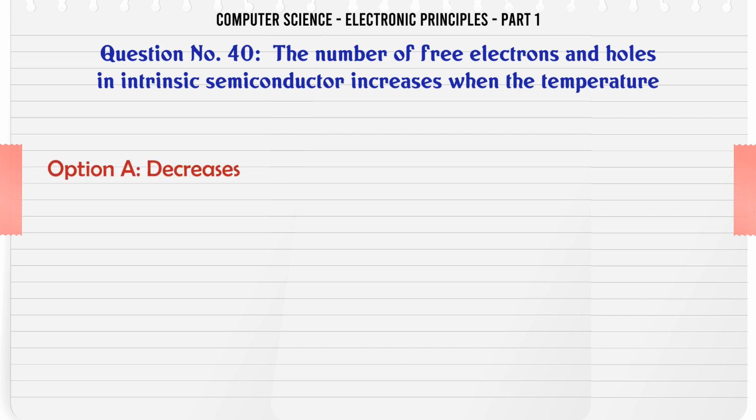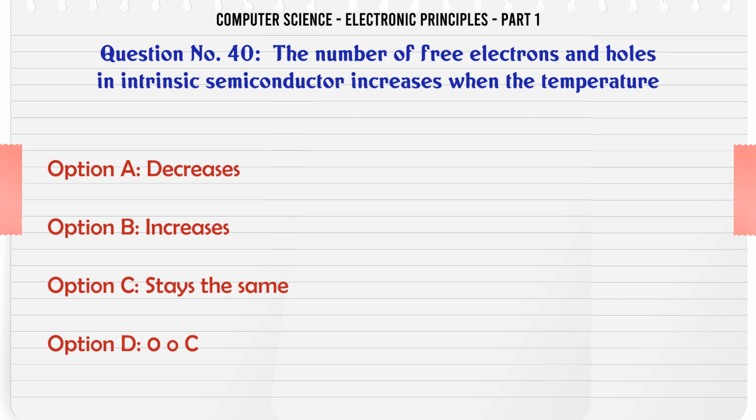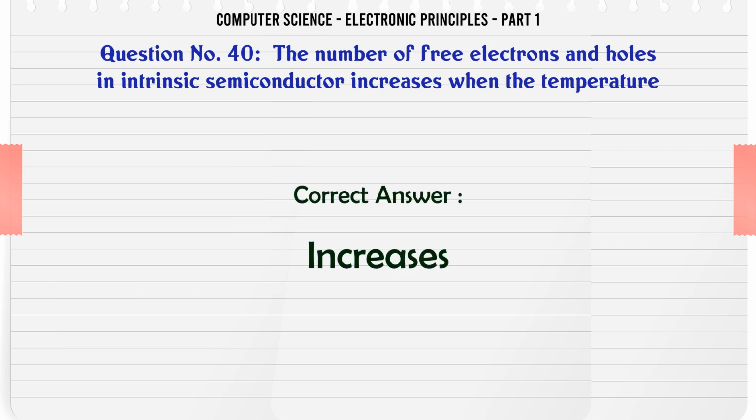The number of free electrons and holes in an intrinsic semiconductor increases when the temperature A. decreases, B. increases, C. stays the same, D. 0 or C. The correct answer is increases.